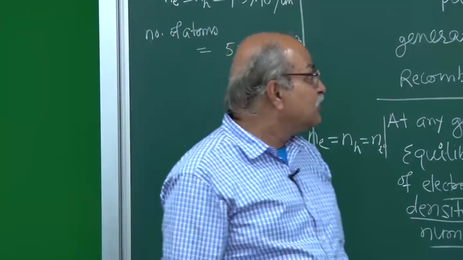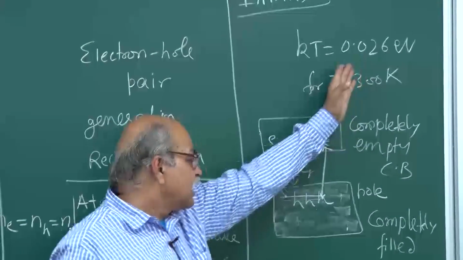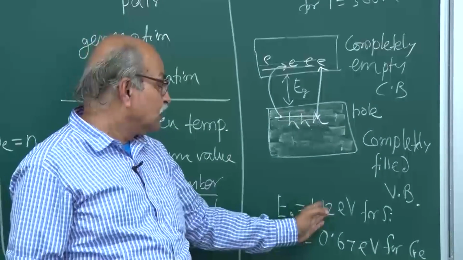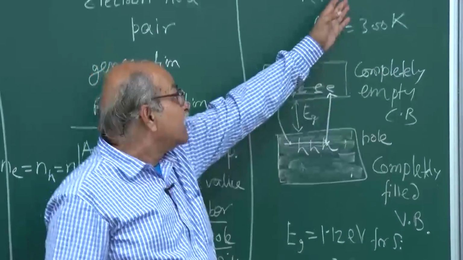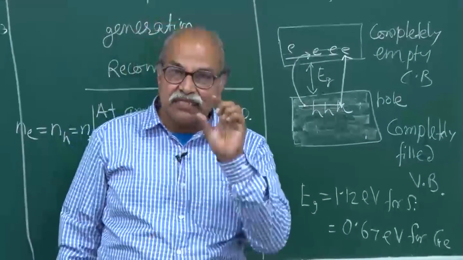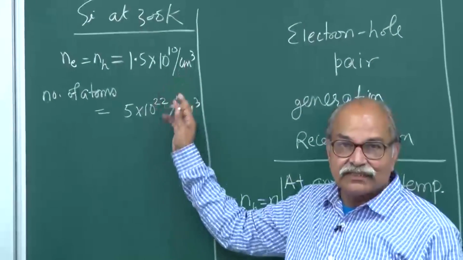And that is reasonable because our kT is 26 milli electron volts and the gap is 1.12 electron volts. As compared to this, it is quite large, and therefore the probability will be small, and hence this fraction here you can see like this.